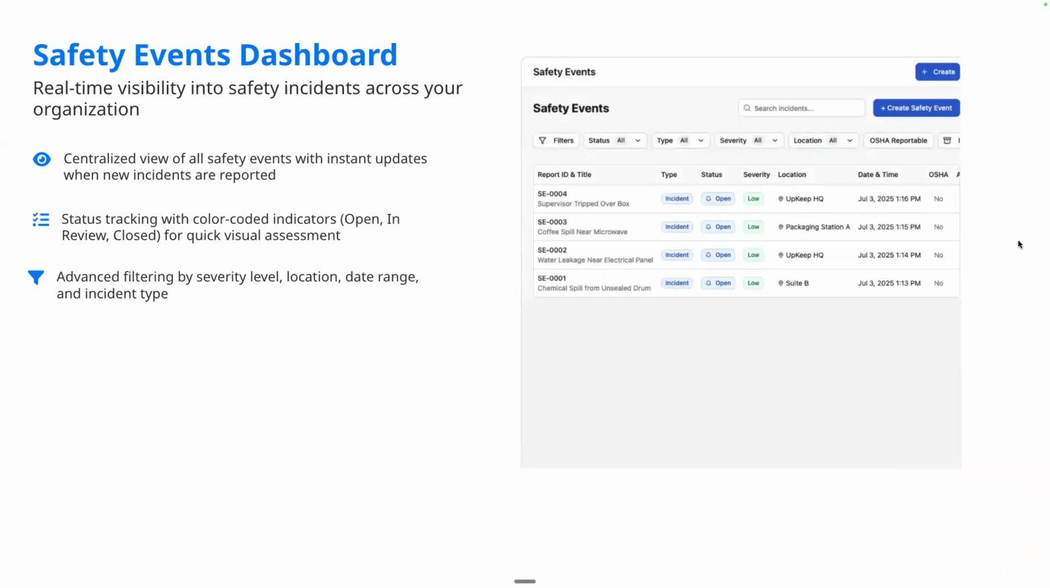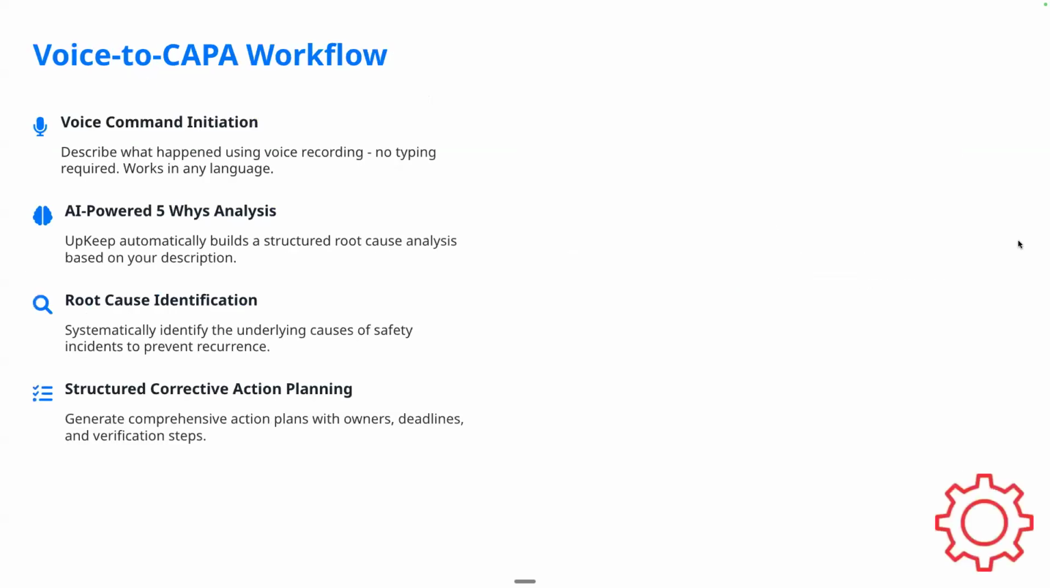We'll walk through your safety events dashboard. This dashboard gives your team, your admins, a centralized view into all of the safety events currently taking place at the facility. They'll be able to view the statuses, color-coded indicators, and take a quick visual assessment of everything that's happening at the facility. And with the advanced filtering, they'll be able to filter the incidents to prioritize in the way that works best for them.